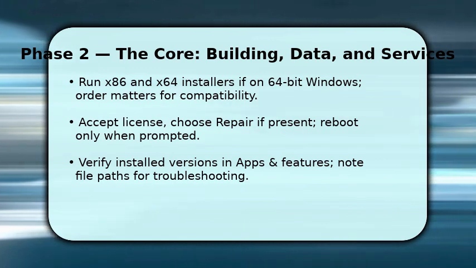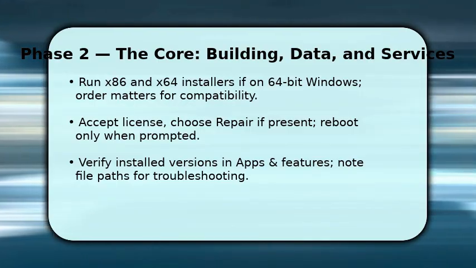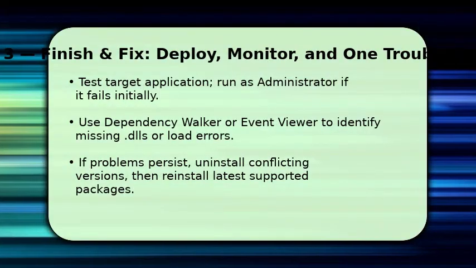Once both complete, open Apps and Features to confirm versions and note installation paths. These details help when an application still fails to find a specific runtime. You finish by launching the application that required the runtime and observing behavior. Run it as administrator for a final check.